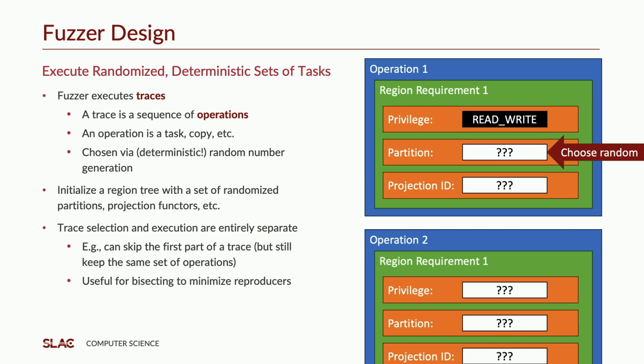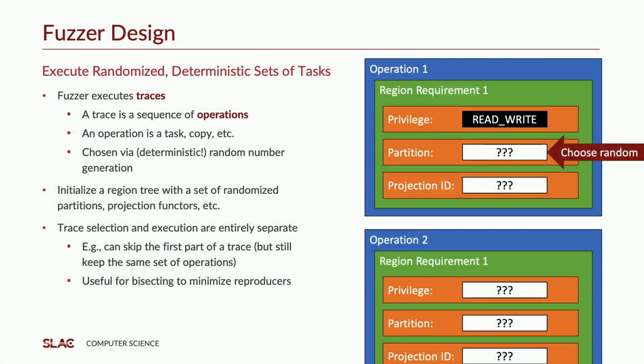If you think about making this diagram, we're just going down the field. So you pick the privilege, it's going to be rewrite. Pick a partition, just pick one at random. Pick the projection ID. You're just going down these things, filling in all the slots that are relevant. If you enumerate all the possible things you could twiddle in Legion, you stick that into the thing, you randomize the choice, and then you've generated a random program. And to run it, we initialize a region tree with some randomized set of partitions, projection functors, and so on, right?